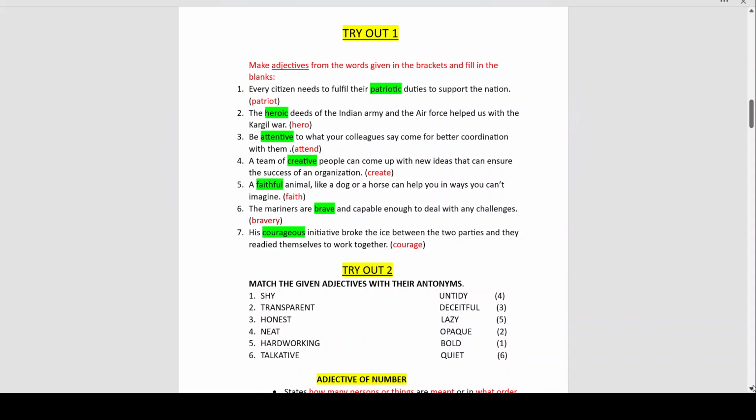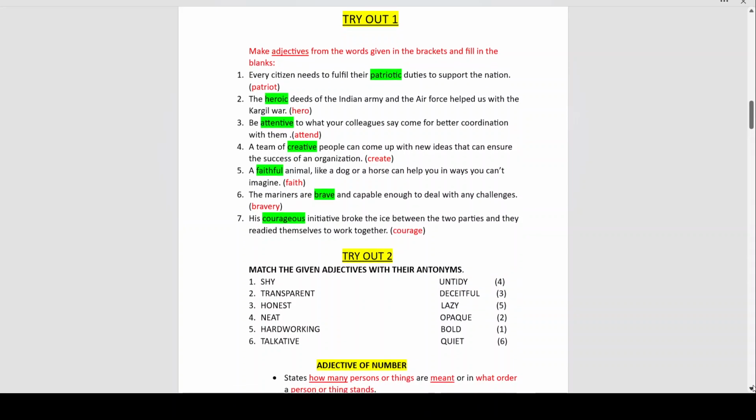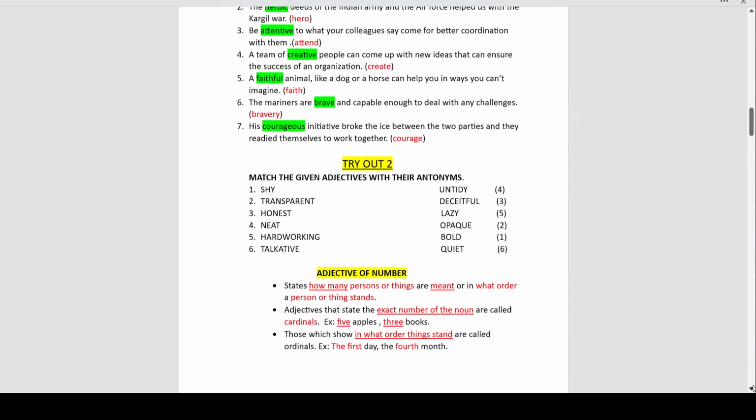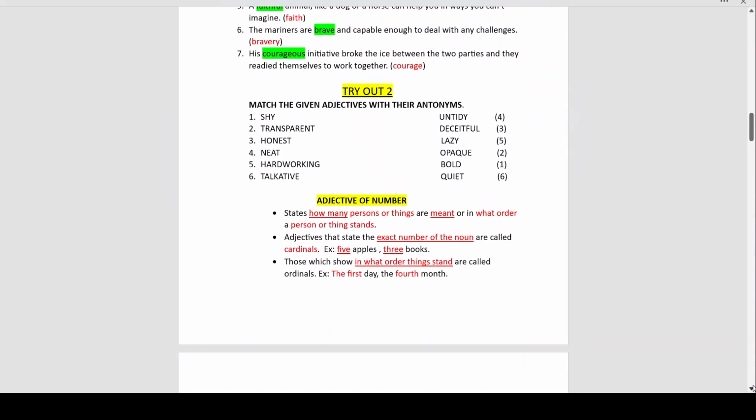Now, try out two. Match the given adjectives with the antonyms. What are antonyms, students? Antonyms are opposites. So, what is the opposite of shy? Shy means being very introvertish, not being able to open up. So, what is the opposite of shy? It will be bold. Bold means being very confident and not being shy.